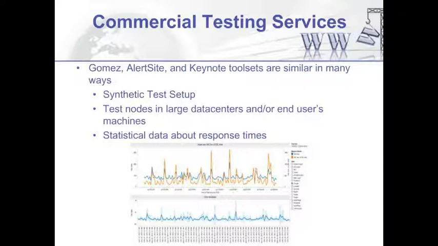That synthetic test setup is a good balance between the sort of clean room lab test setups and the ability to measure things on users' machines, which we really don't have in many cases. Synthetic testing offers us a good balance between those competing concerns. These companies usually have test nodes in large data centers and Amazon Web Services in their own data centers, and in some cases they're actually out there running software on users' machines. And to some extent, this is the gold standard for end user data, what we call last mile data. You get a lot of statistical data about response times from this.